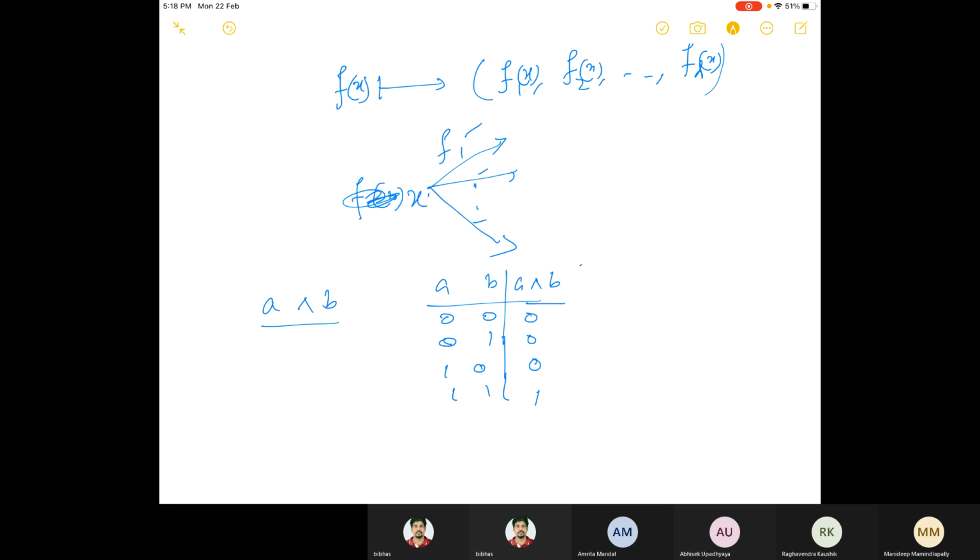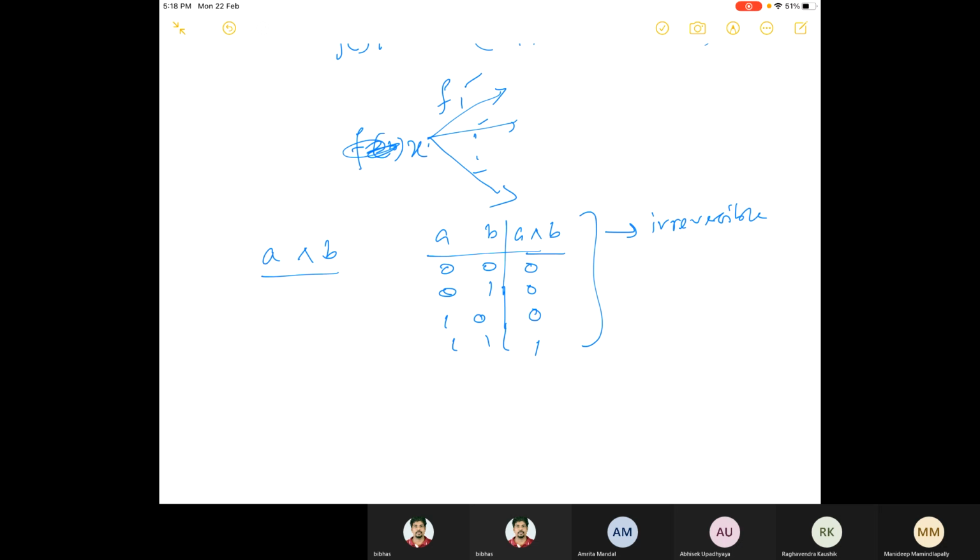So this gate, I can always say, is irreversible. Irreversible means from the output, we cannot determine uniquely what the input is. For example, 0 is the output here, but there are multiple inputs from which 0 can be produced. Similarly, if you take A or B, that is also an irreversible gate. So those gates are not reversible.